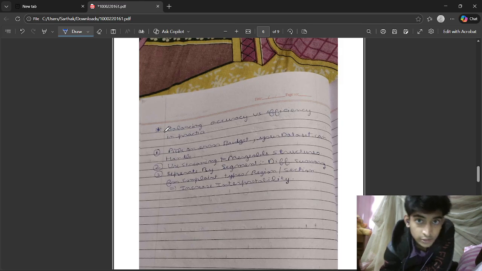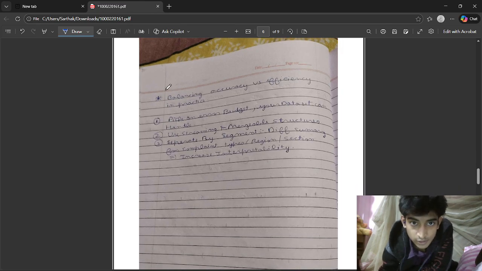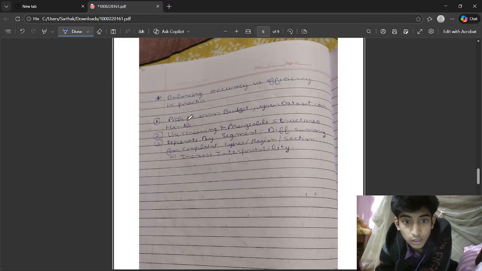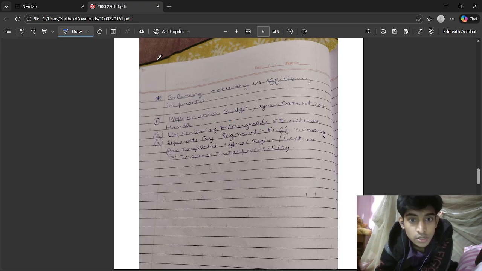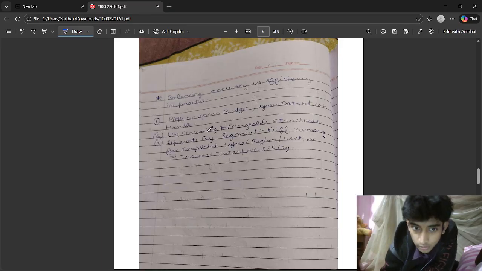Then we will see heuristics, how to balance accuracy versus efficiency. Here, the first thing we need before sampling is to fix an error budget, right? We need to pick an error budget which your dataset can handle. And according to that error budget, we will decide the median approximation method, whether we should use t-digest, reservoir sampling, or GK quantile, right?